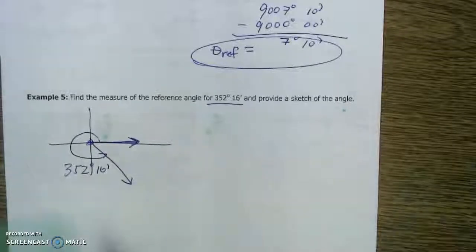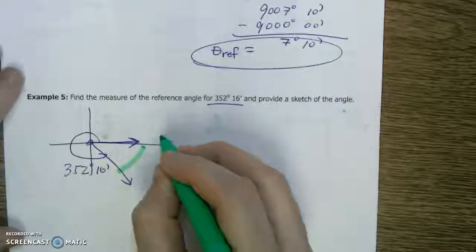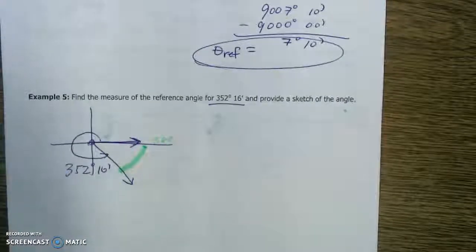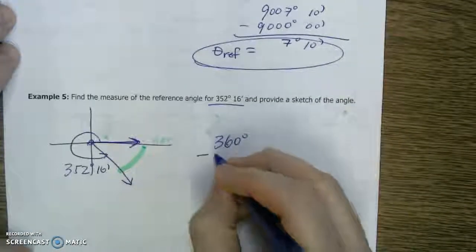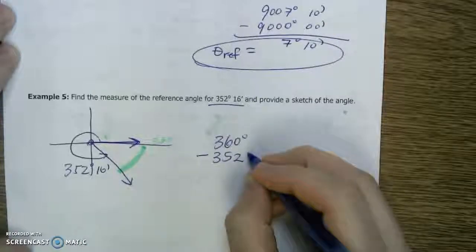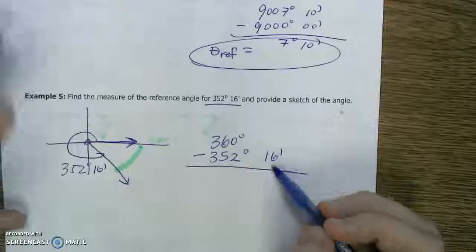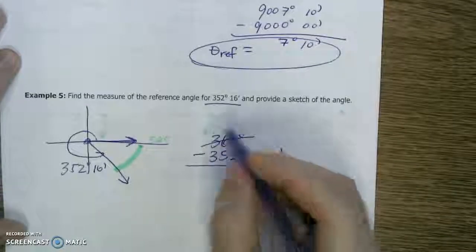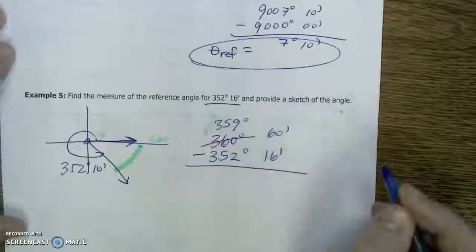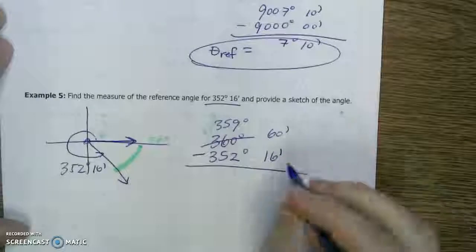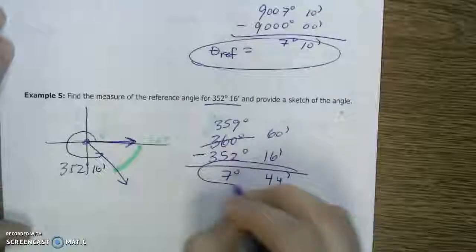Now I want to find the reference angle, which would be this space here. The closest x-axis is 360 degrees. So we're going to take 360 minus 352 degrees, 16 minutes. Here we've got that situation where we can't subtract 16 from nothing, so we're going to borrow 1 degree. That gives us 60 minutes. Then we can subtract each column, and we end up getting 7 degrees and 44 minutes. And that would be your reference angle.